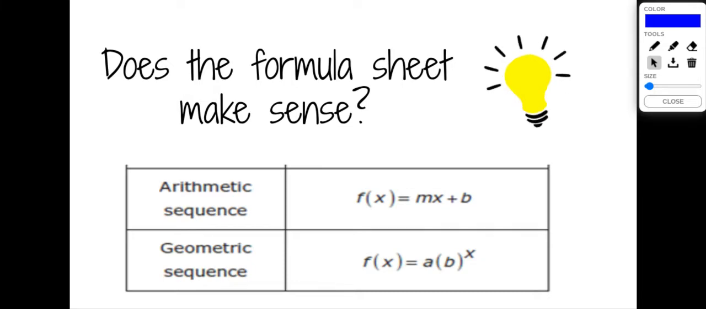So now what we're going to do, ooh, isn't that cool? A little spinny light bulb.